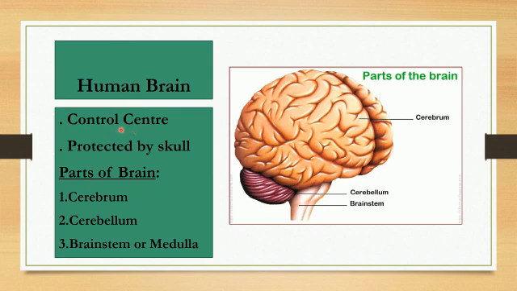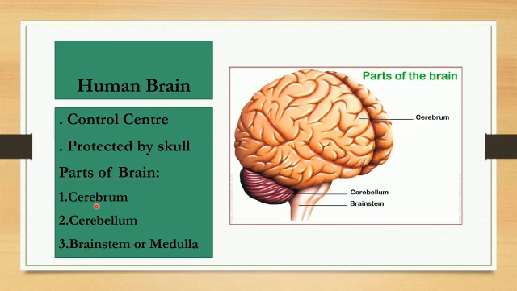As it is an important organ of your body, its protection is very important. It is protected by a bony structure that is called the skull. The human brain consists of 3 parts. The upper larger part is called the cerebrum. Beneath the cerebrum is the cerebellum, and the lowermost part is called the brainstem. Another name for the brainstem is medulla. All the 3 parts of the brain have their own functions.